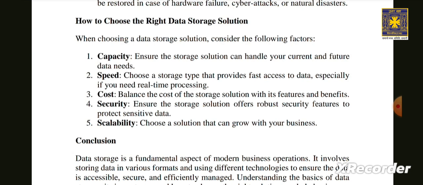Let's break down the key factors you need to consider to make the best choice. First up is capacity. Make sure that the storage solution you choose can handle not just your current data but also any future data as your business grows. Think of it like buying a larger cupboard if you know you will need more storage space for your things later on.